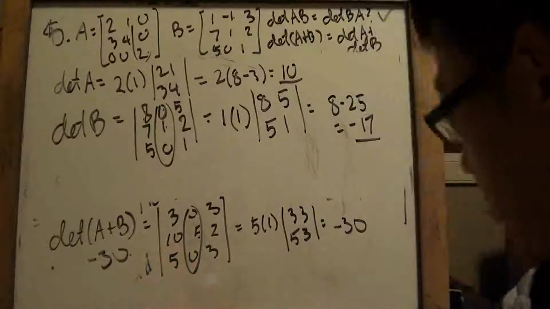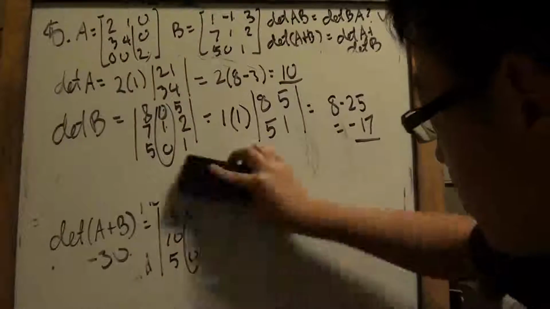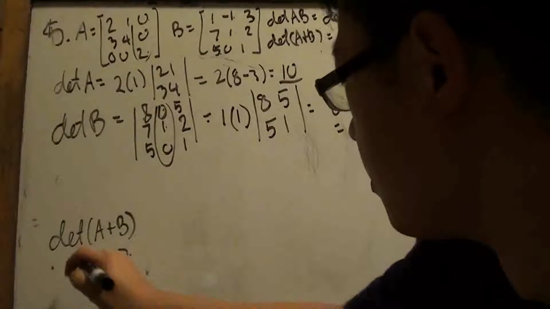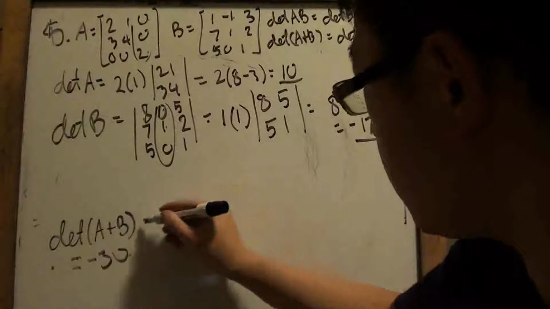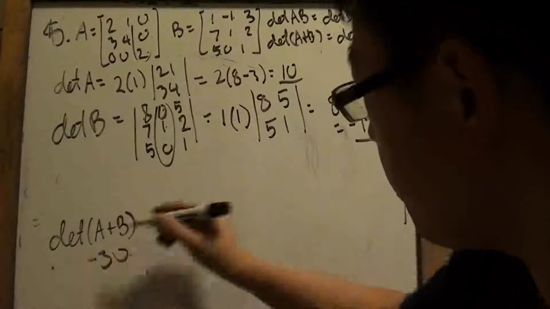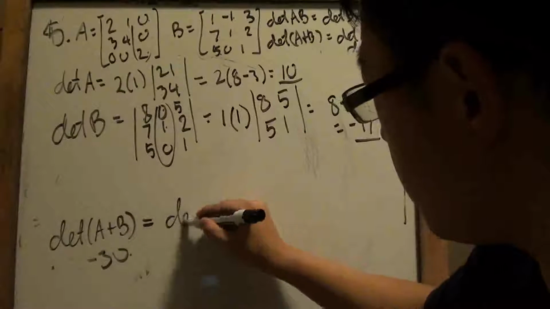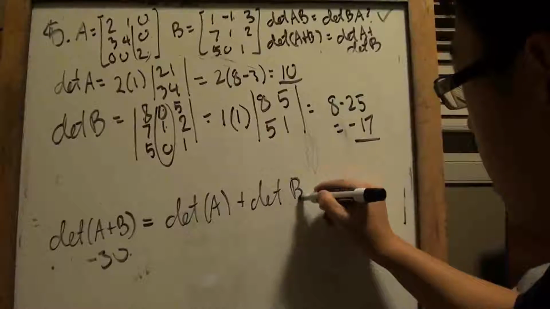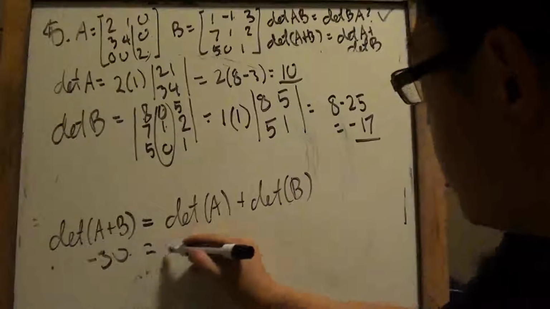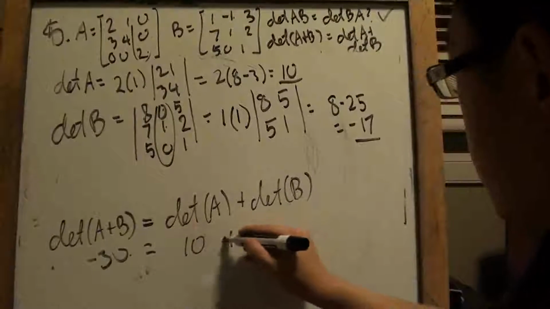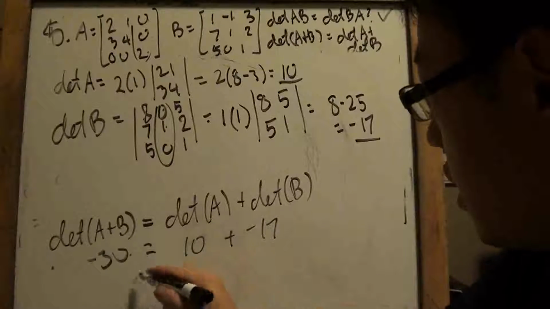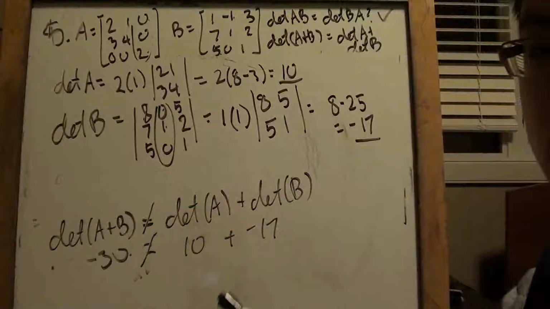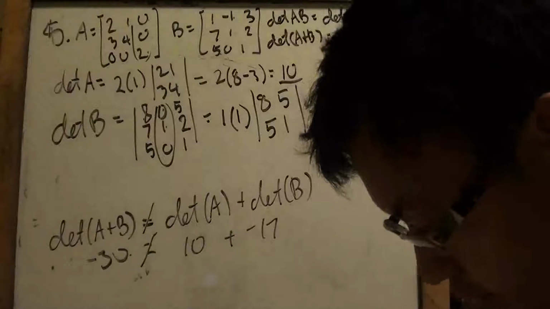Just so that I have room. If that's the case, let's see if that's true. det(A+B) equals det A plus det B. Negative 30 equals 10 plus negative 17. Does it? No, it does not equal, right? So that's all I wanted to show. That's basically what the question is on about.